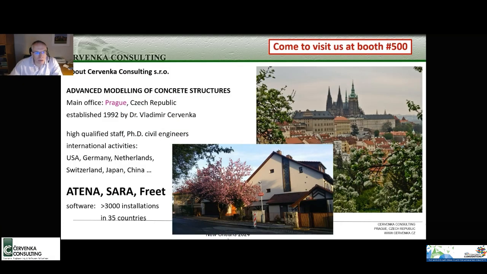Where do we come from? We are a small company located in Europe, in Czech Republic, in Prague. This is the photo of our company at the bottom, and on the right top, you see the nice view of the famous Prague castle. So we develop software, ATENA, SARA, and FREET, focusing on advanced modeling of reinforced concrete structures, considering the reliability stochastic simulation.